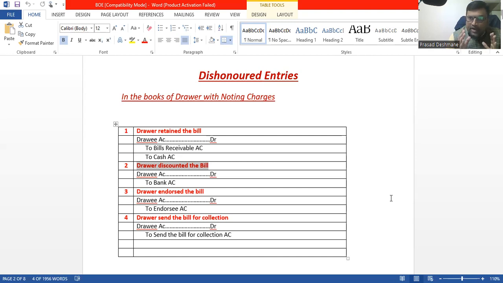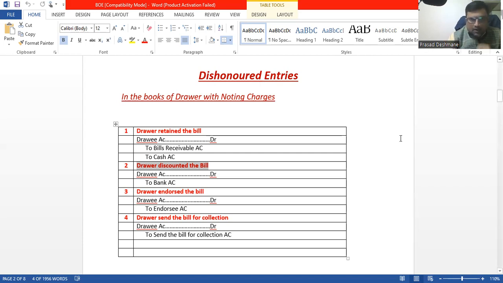So a simple way to remember, whenever the bill is dishonored, the drawee account should be debited first and the credit we will find with the help of the information on who is the current holder of the bill. So in simple words I can say, drawee account debit to current holder. Is it clear? Dishonored entry is what? Drawee account debit to current holder. In case of the drawer, instead of drawer, we write BR, and in the rest we write whoever is the current holder, like to bank, to endorsee, and to BSFC.